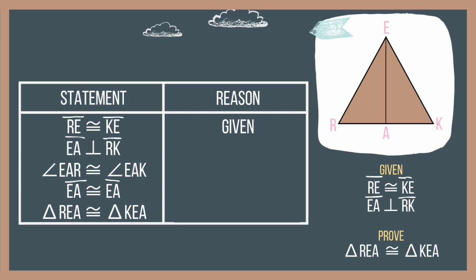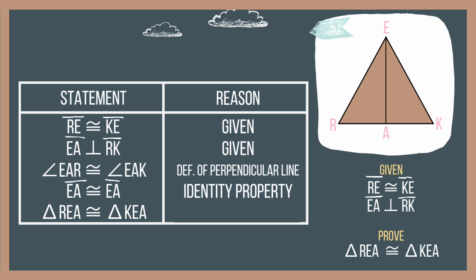Second statement, line segment EA is perpendicular to line segment RK. What is the reason? Good job! It is already a given also. For our third statement, angle EAR is congruent to angle EAK. What's the reason? Very good. It is the definition of a perpendicular line.